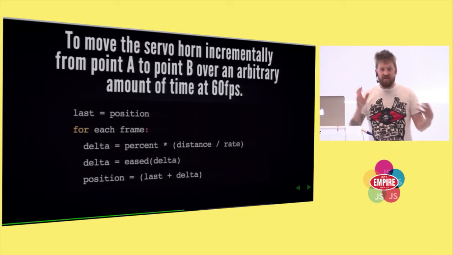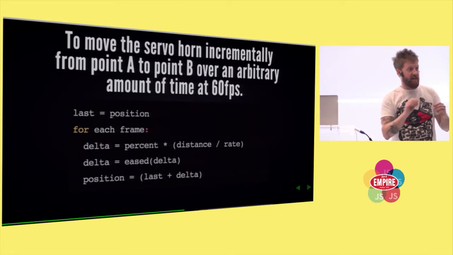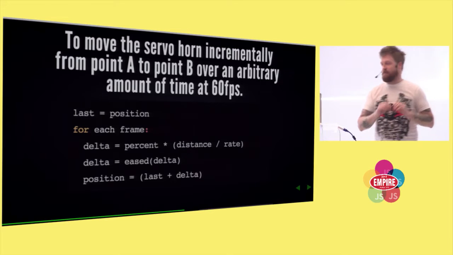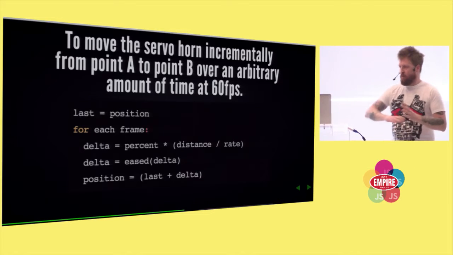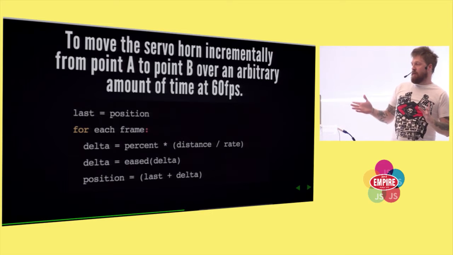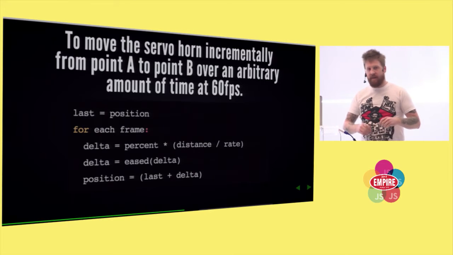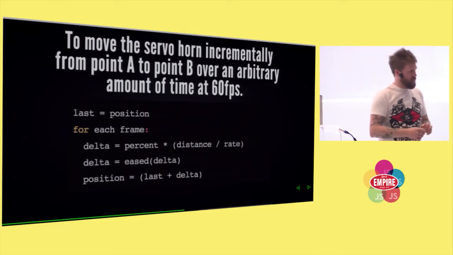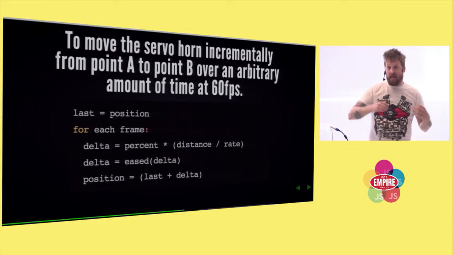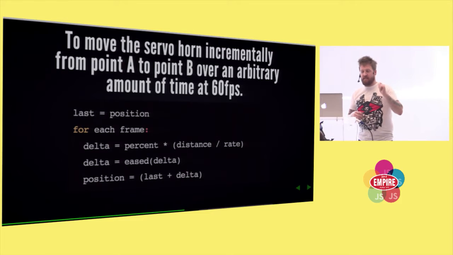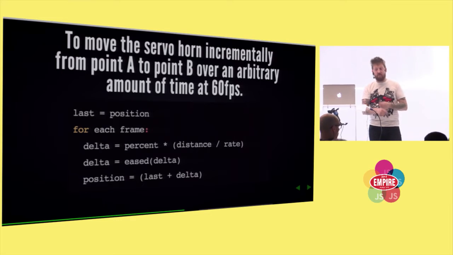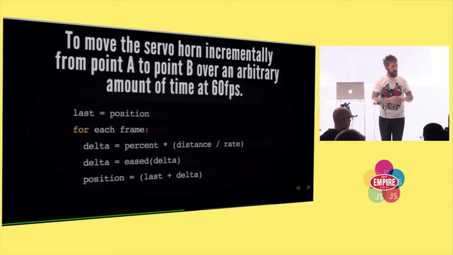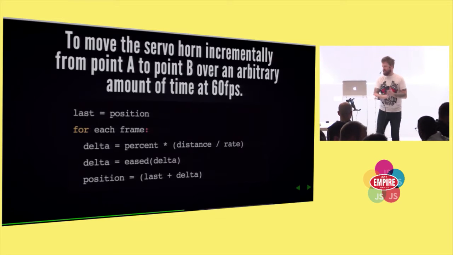Right? So we start with whatever the current state is. That's the position. That's our last position. So for each of these frames that we want to create a change for, we need to calculate the delta by saying the percent we finished so far times the distance we need to travel divided by the rate. And optionally, an easing function is applied, and set the new position to the last position plus the delta. Right? Right. Awesome.